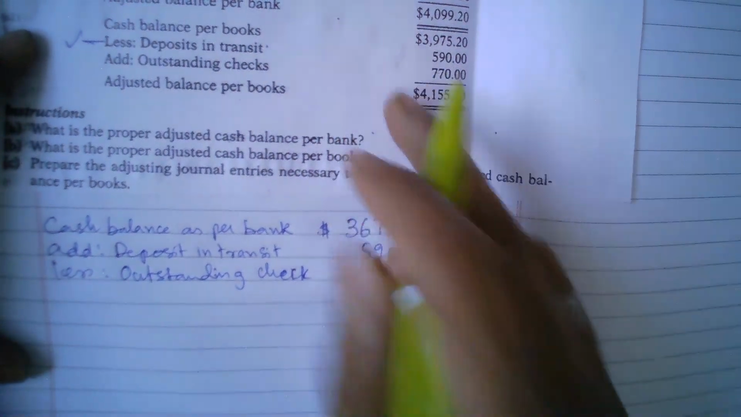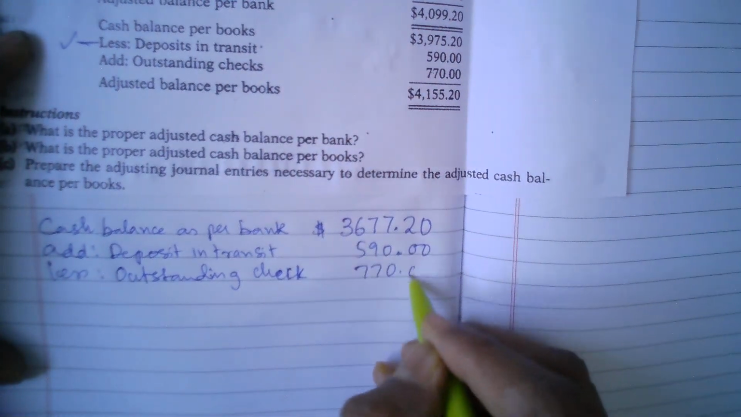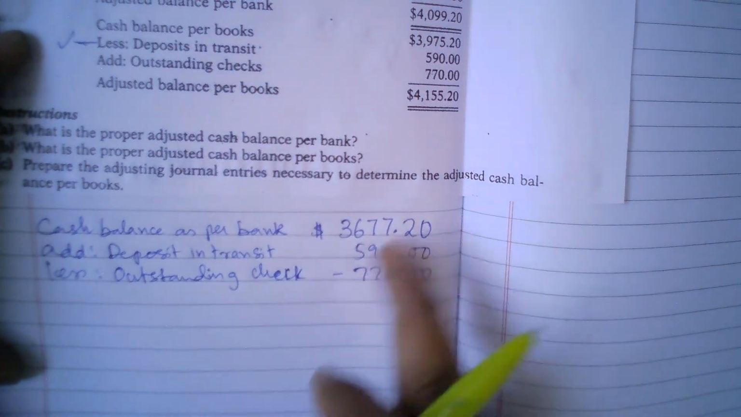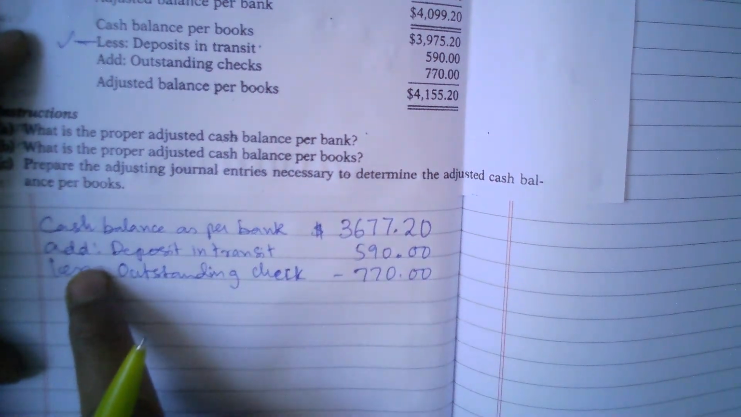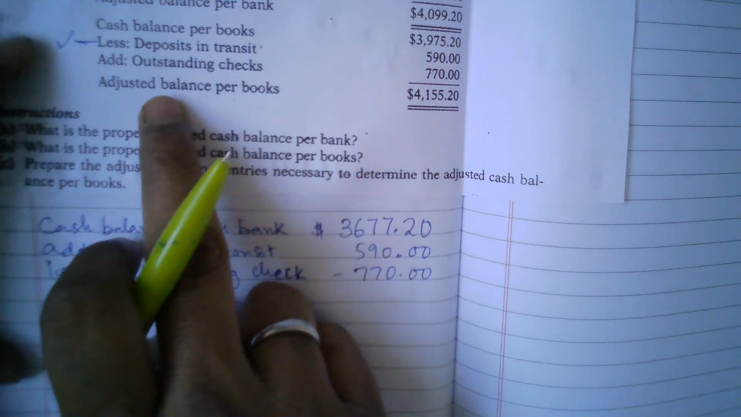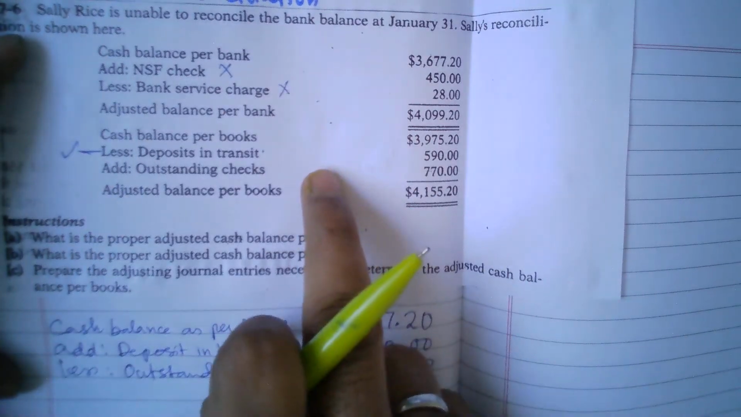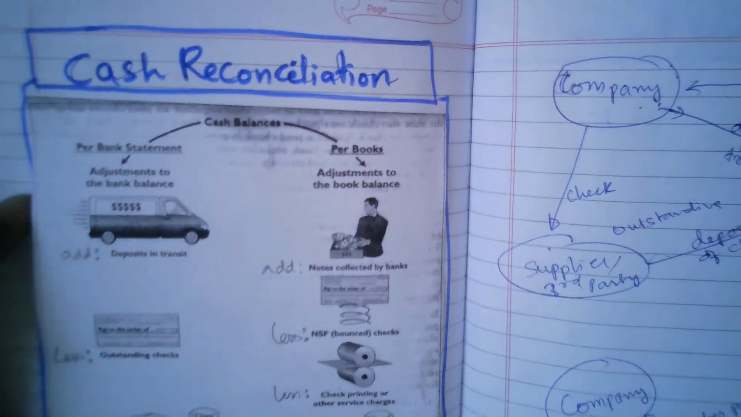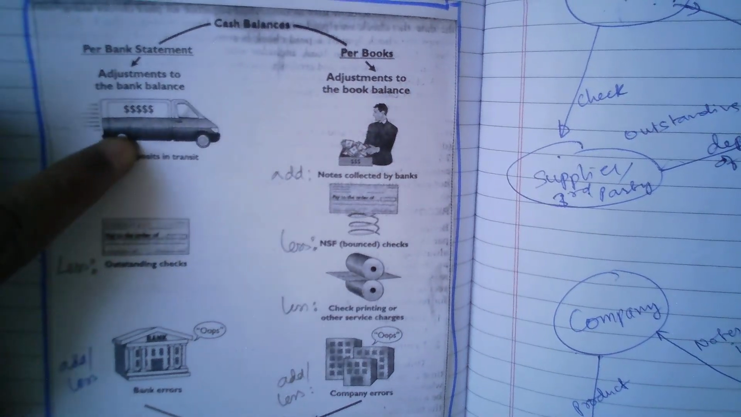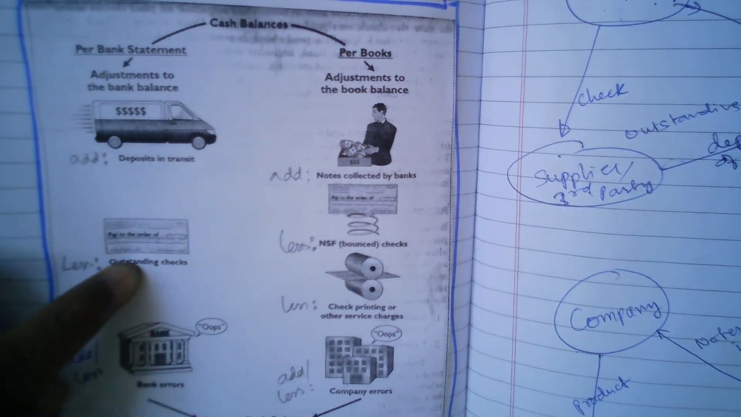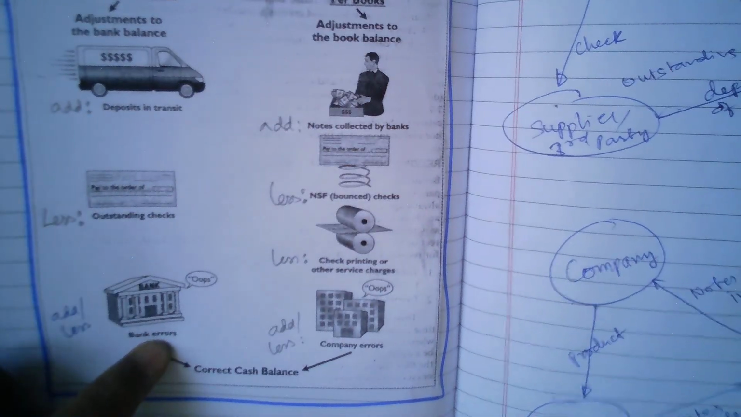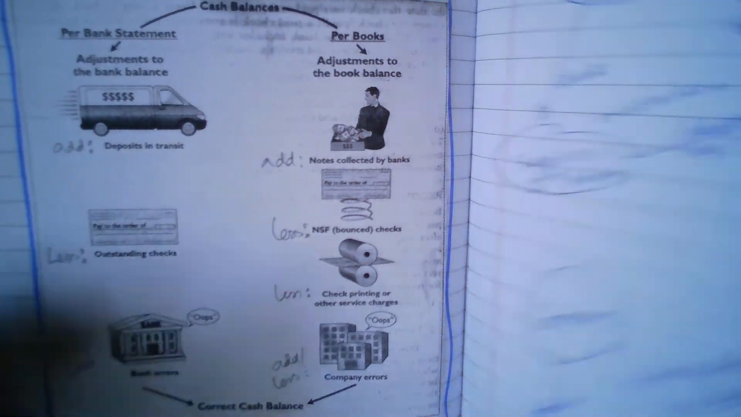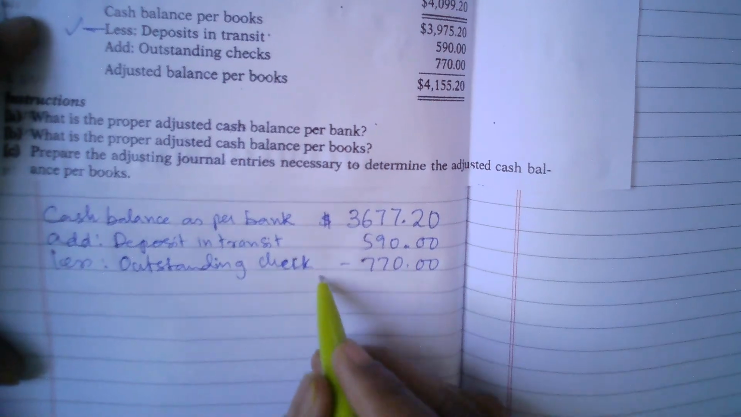So the amount is $770. So here I will make a negative sign, just to remind me that it is less. Finally, are there any errors made by the bank? Nothing mentioned here. So we have taken care of the deposit in transit, we have taken care of the outstanding check, we have taken care of the errors.